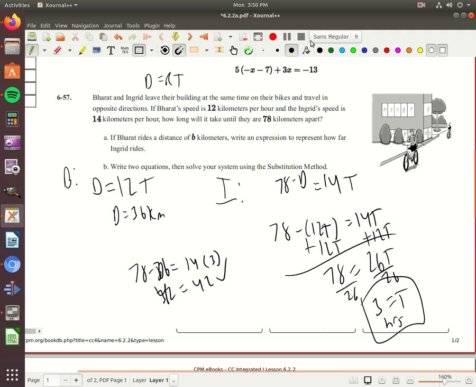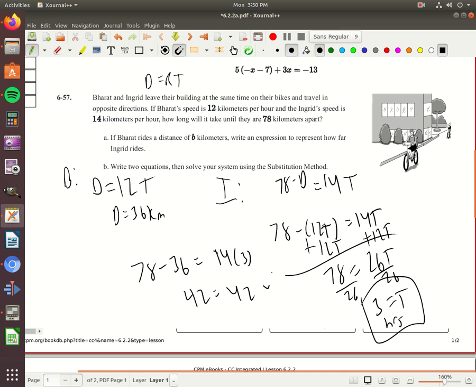Let me do that again. I apologize for that. So what I'm saying is this. I know d is 36, so I'm going to go into this equation. 78 minus d, well, d equals 36, equals 14 times 3, because I know t equals 3. 78 minus 36 is 42. 14 times 3 is 42, so that checks. I'm really happy with my answer. 3 hours and 36 kilometers for Bharat. And it looks like Ingrid would have gone 42 is what we're coming up with there.